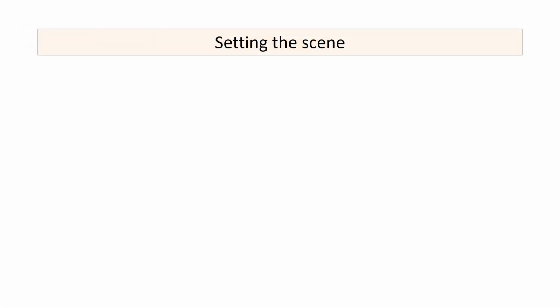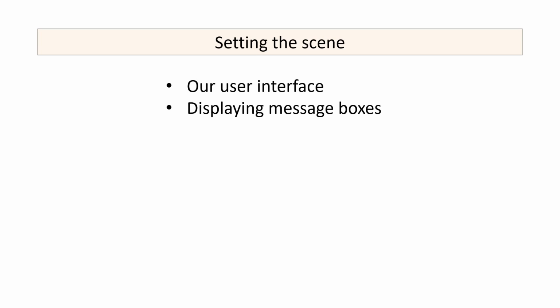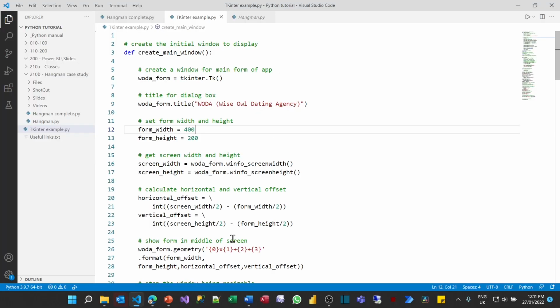So just before we begin thinking about classes, I need to just set the scene. There's 3 things I want to briefly consider. The user interface we're going to use, which I think you'll probably agree was quite primitive. We'll look at how you can display message boxes to make it a bit livelier, and we'll look at why I'm not using code runner. So to do that, let's start with the first one, the user interface.